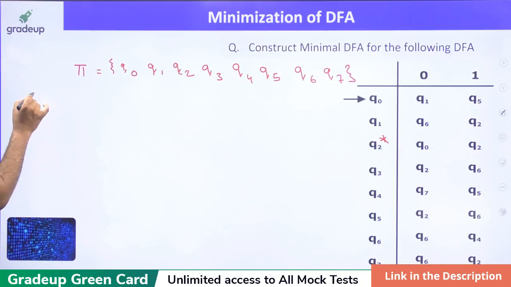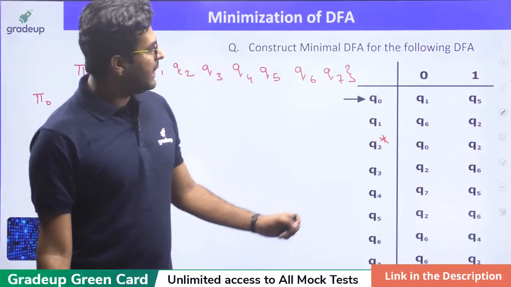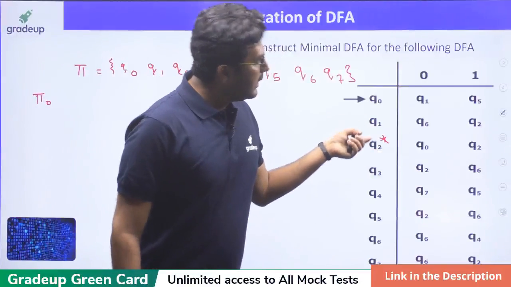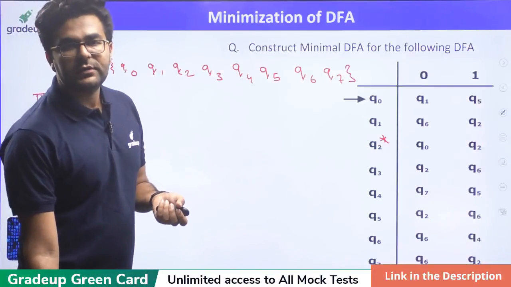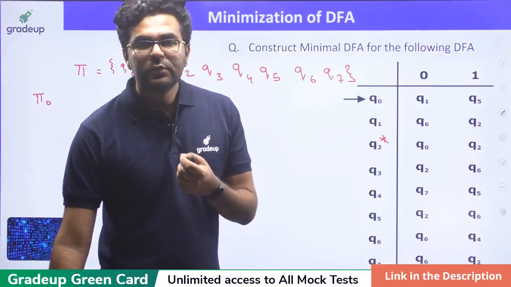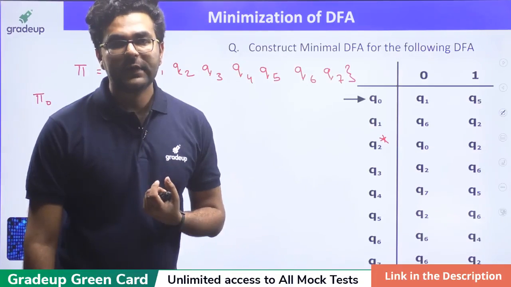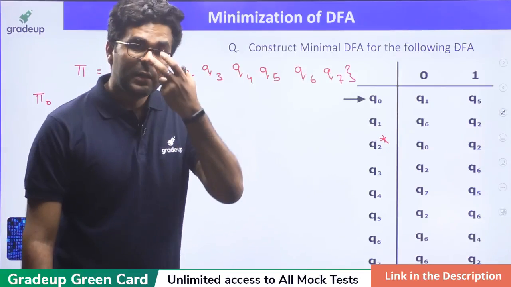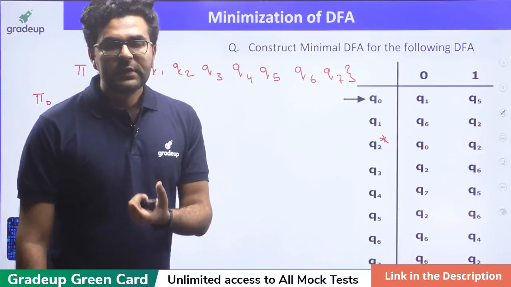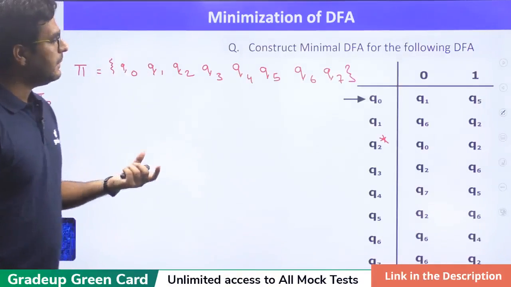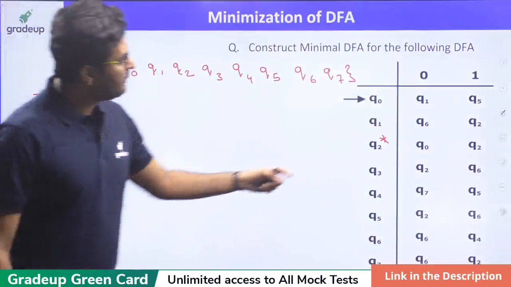Next, you need to calculate pi 0 for it. Now pi 0 is what? Pi 0 is nothing but the separation of states where we separate two different sets for final as well as non-final states. Pi 0 is the condition when we split our automata into two different sets.